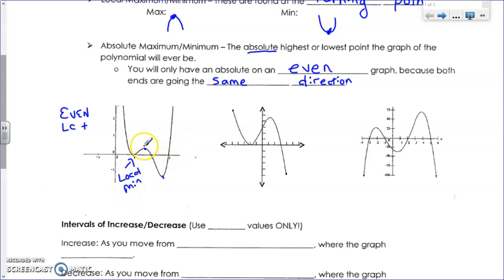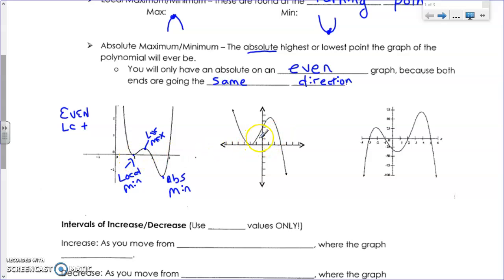because it is not the very lowest point on the graph. This is a local max, because it is not the highest. This one here is the lowest point, so it would be an absolute min. We'll label them in a minute, but we're just talking about what they are right now. Does everybody understand the difference between the absolute and the local? Yes, this is the local min. So it is a minimum, but it's not the absolute lowest.